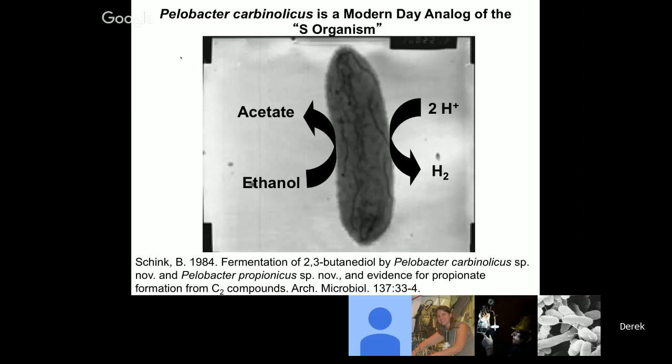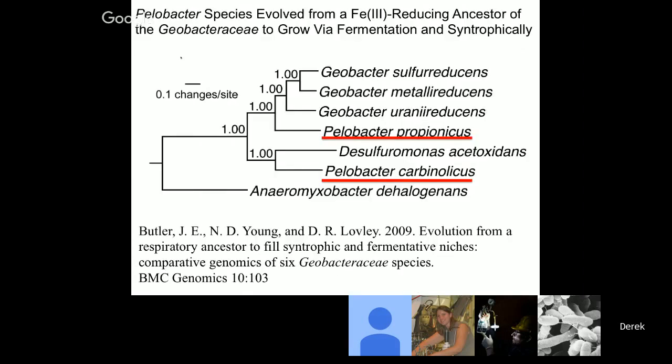So we were interested in interspecies hydrogen transfer, but the S organism is no longer available in culture. So the modern day analog of the S organism is Pelobacter carbonolicus. This is a microbe that was discovered by Bernard Schink, and it has that same metabolism of utilizing ethanol as the electron donor and reducing protons to hydrogen gas. And we were particularly interested in that Pelobacter because they're closely related by phylogeny and 16S sequence to various Geobacter species that we've been studying for some time.